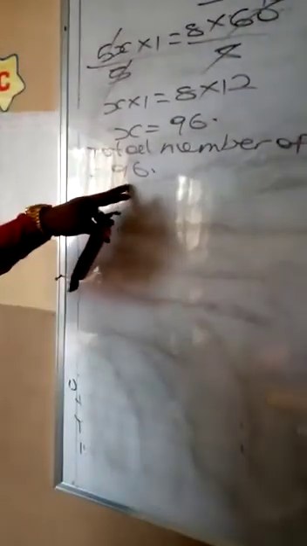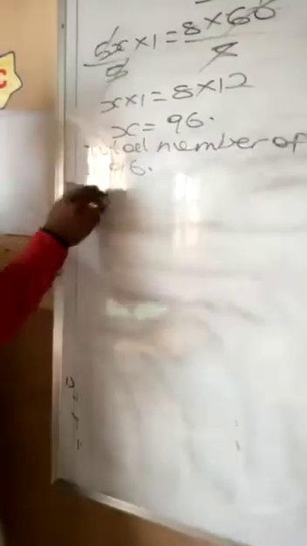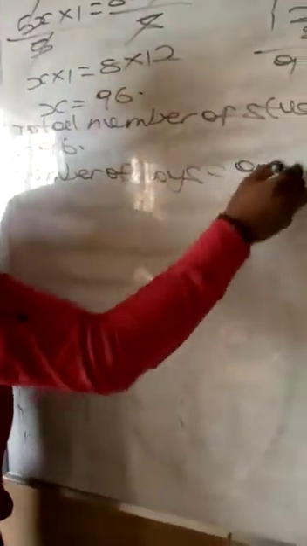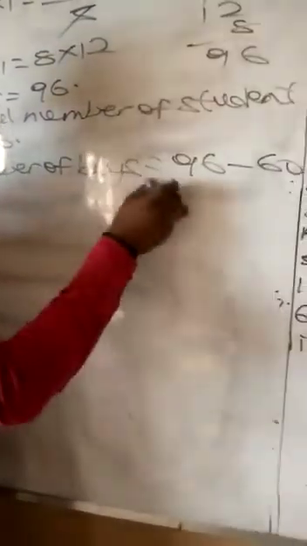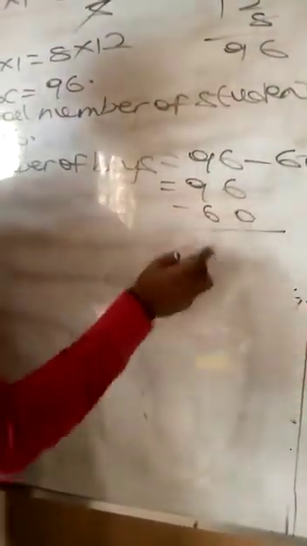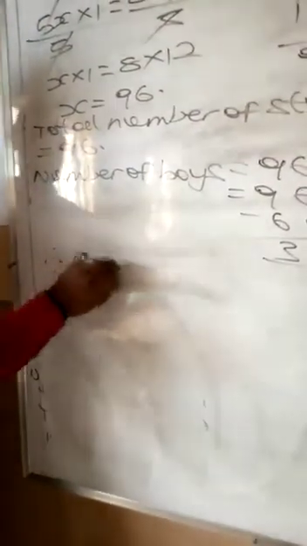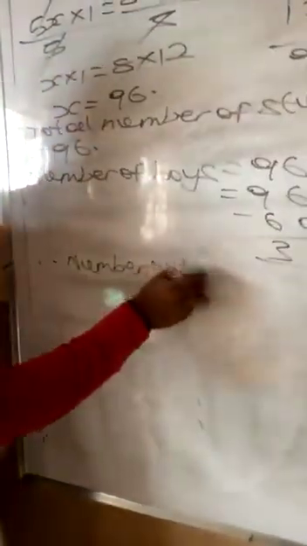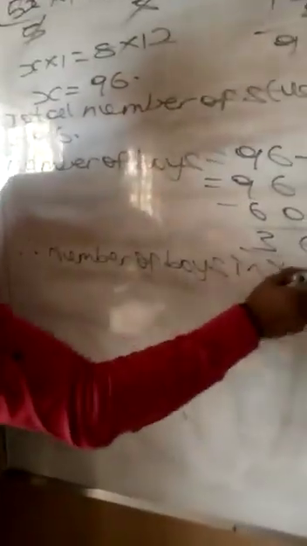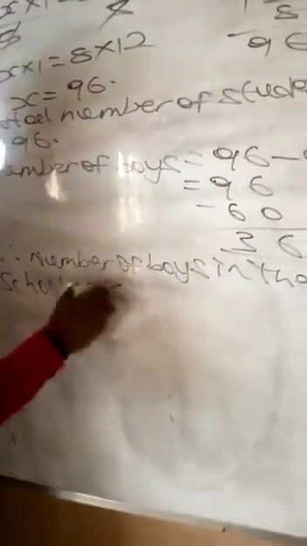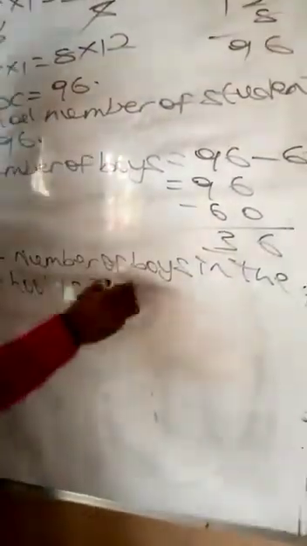Since we now know the total number in the school, the number of boys will be equal to the total number of learners minus girls. So 0 from 6 will be 6. 6 from 9 will give us 3. So therefore, the number of boys in the school is 36 pupils.